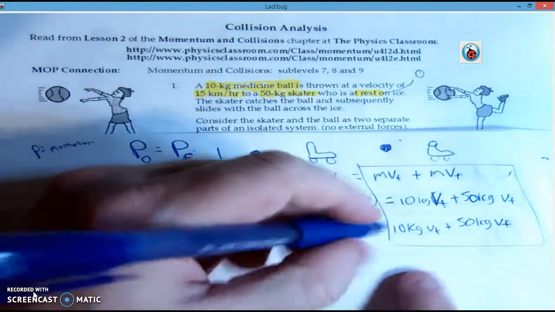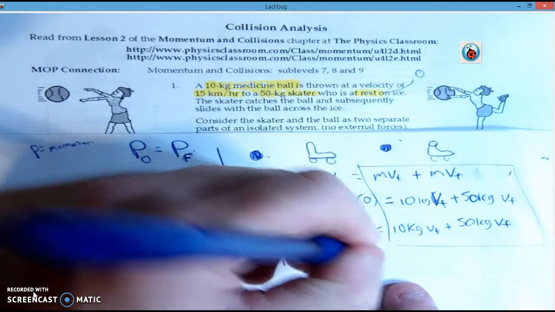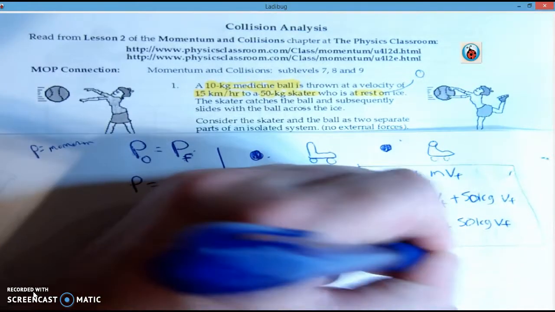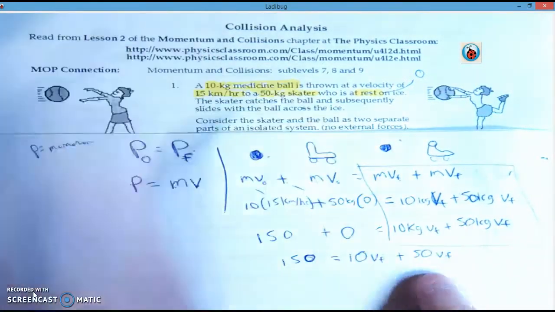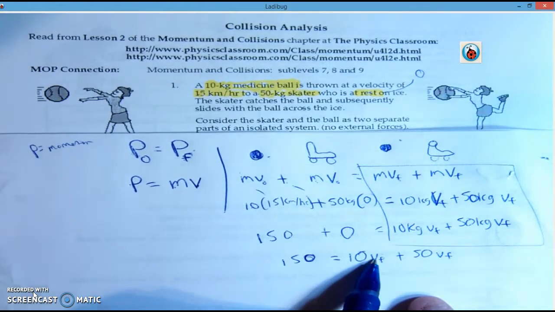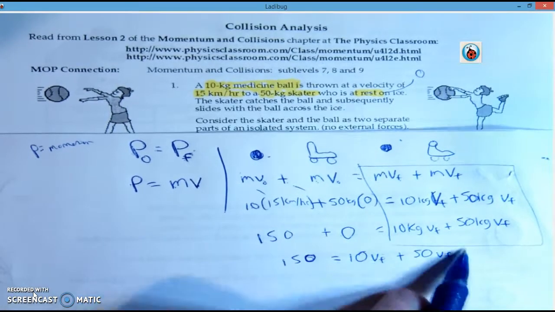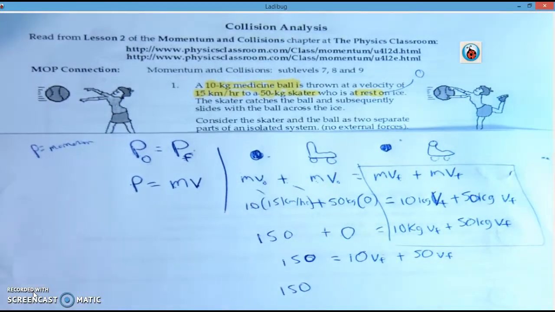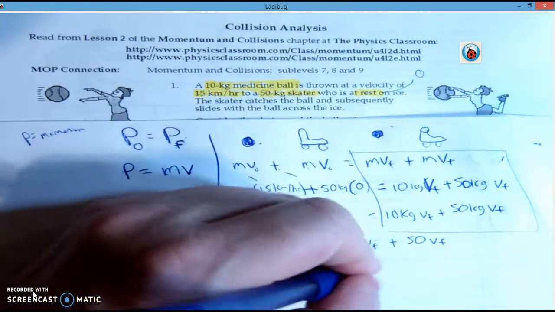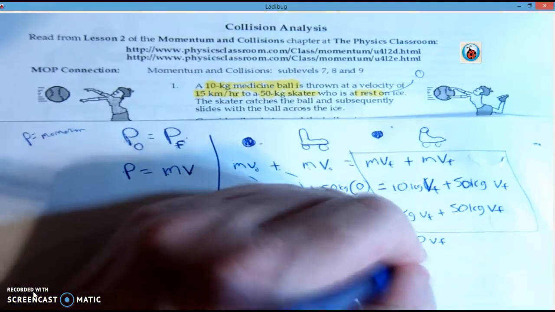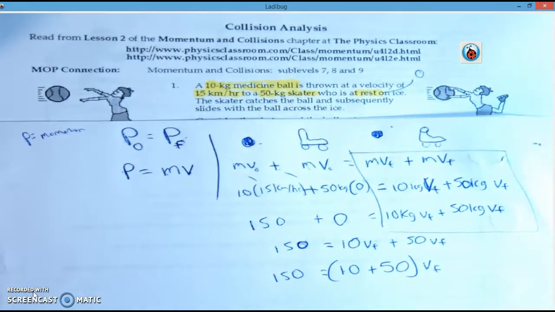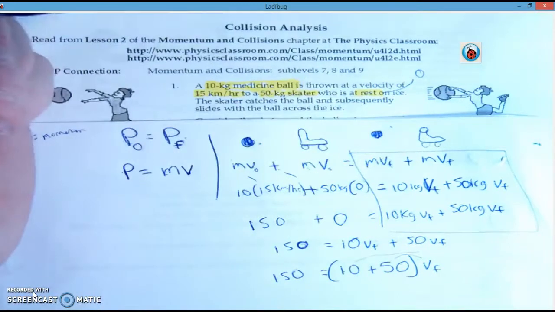150 equals 10, I'm going to put this back in later, times final velocity plus 50 times final velocity. We remember from algebra, if both of these are this times final velocity and this times final velocity, we can take this out. So we can do 150 equals parentheses 10 plus 50, mass plus mass, times this final velocity that we just took out. Because we know we could just redistribute that algebra style, right? So we're good to go.